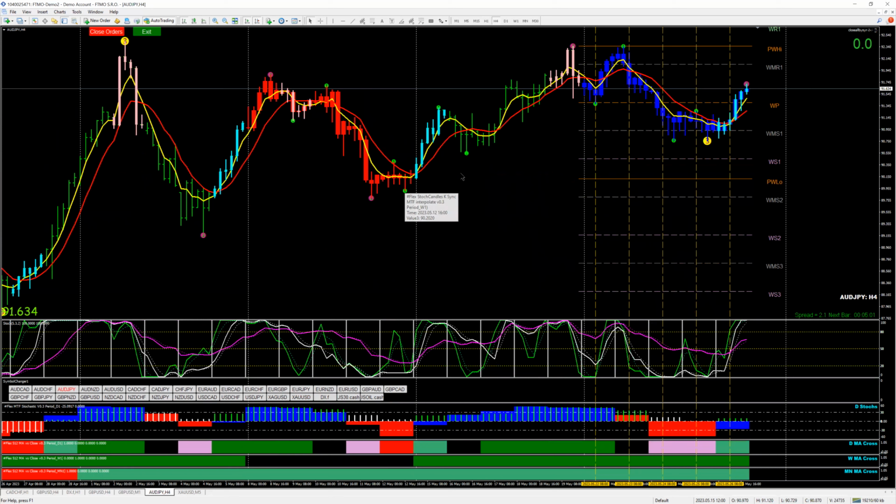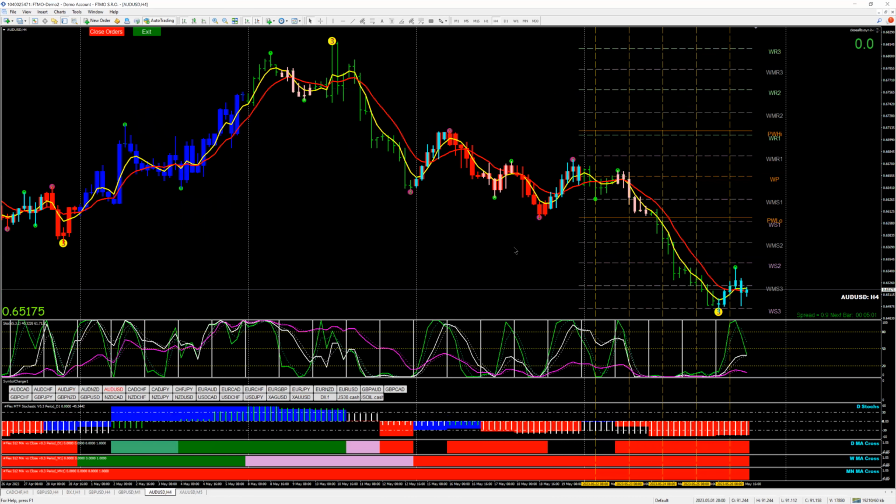Aussie yen weekly is starting to peak or go down. Daily is already going down, right? So daily has already peaked to the downside. Oh, this is going up, sorry. So these are not in sync. So the Aussie yen on the higher time frame is not a trade.